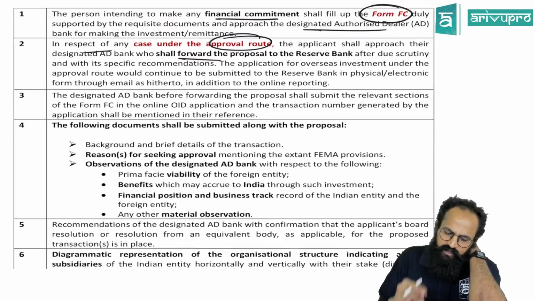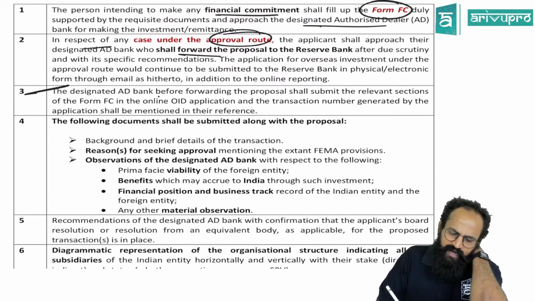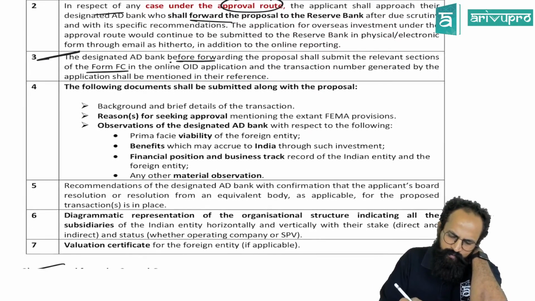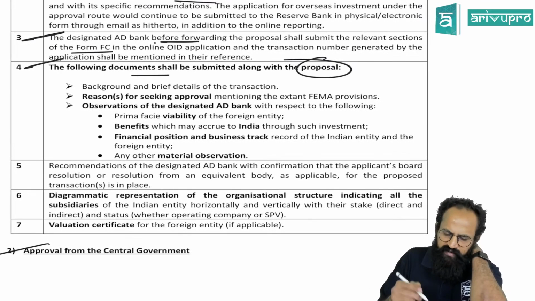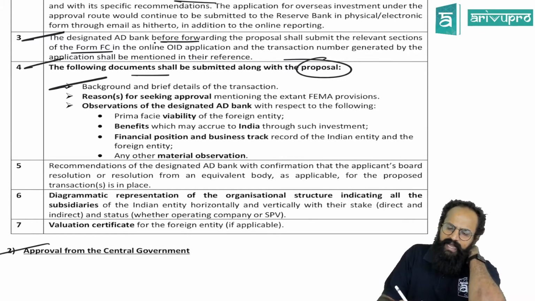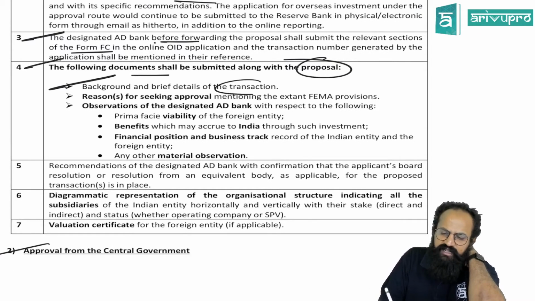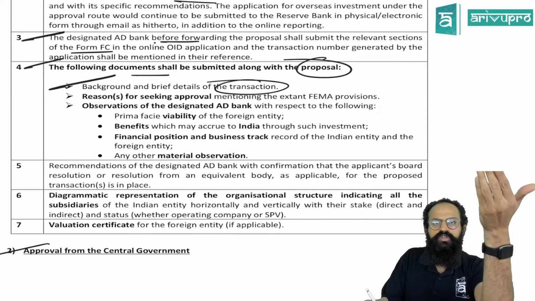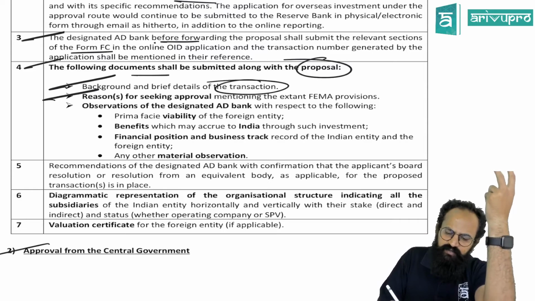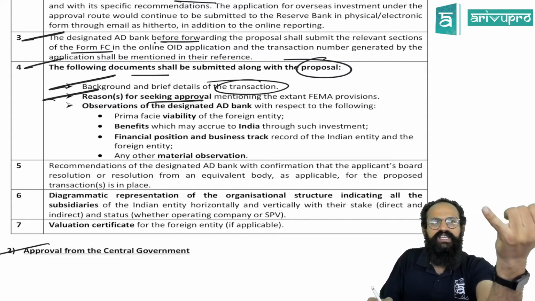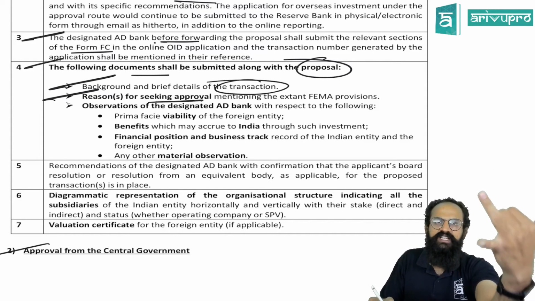Now the designated AD bank, before forwarding the proposal, shall submit the relevant sections of Form FC. The following documents shall be submitted along with the proposal. So you are giving Form FC, and you have to give additional documents. What? Background and brief details of the transaction. Explain about the transaction. What are you investing in? Entire details. Reason for seeking approval. Why are you asking for RBI approval? You have to give reasons.